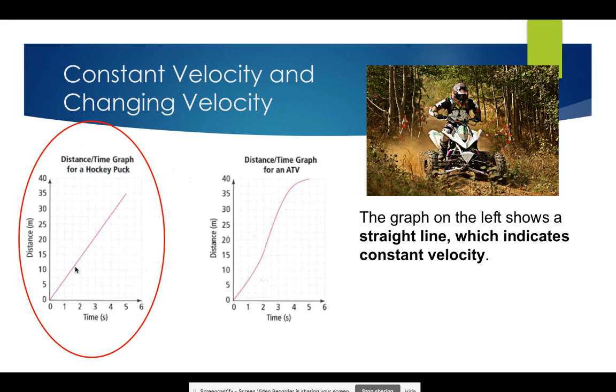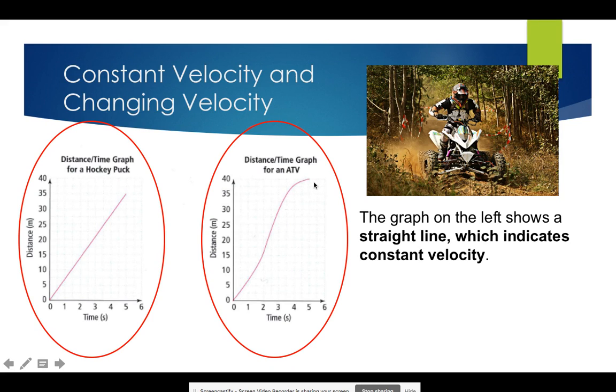Now the one on our right hand, this distance time graph of an ATV, is a little different. You see that it's kind of curved down here, and then it starts going in like a straight line, and then it starts curving again the opposite way.